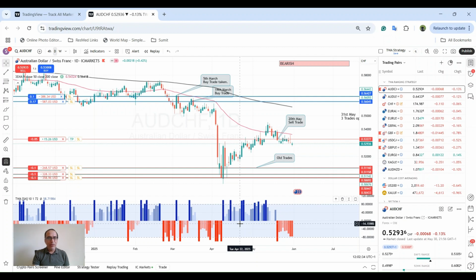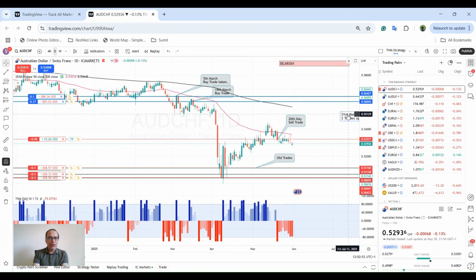We start with the Aussie Swiss franc. It's on the daily time frame. I trade only the daily time frame, as you know. There's quite a lot of, well, a bit messy here on the charts, but it's actually quite simple, and I will go through it.